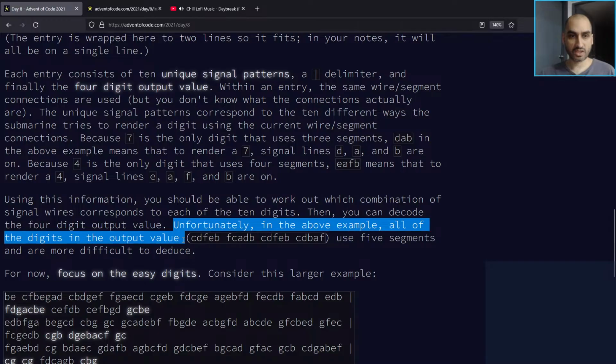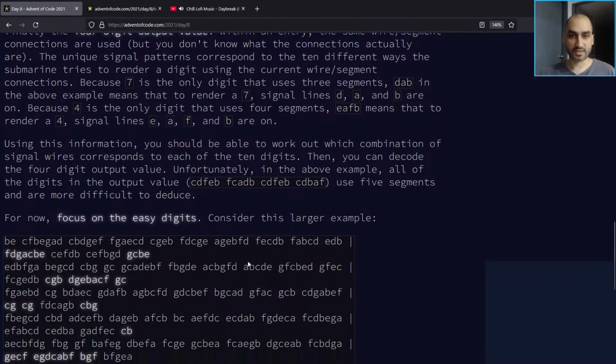All the digits in the output value use 5 segments are more difficult to deduce. And now I'll focus on the easy digits. Consider this larger example.